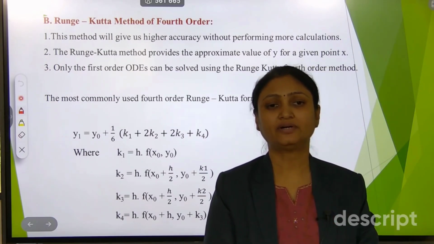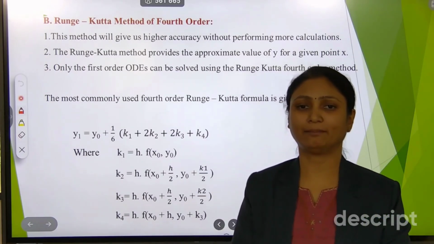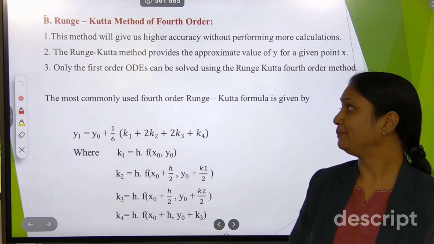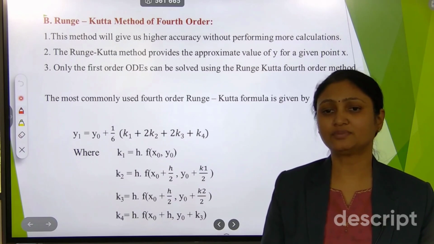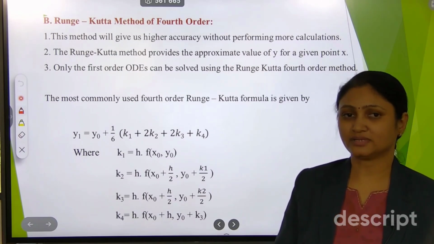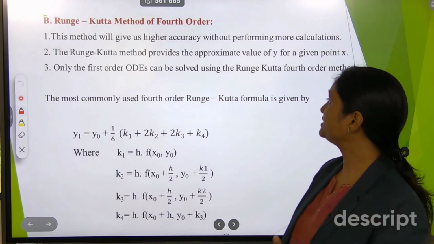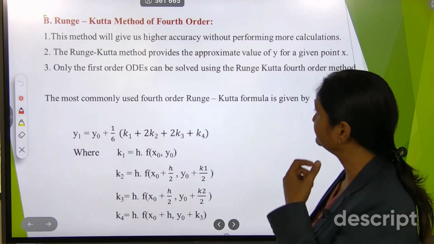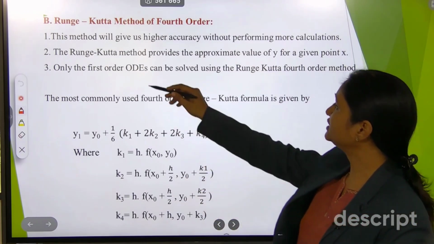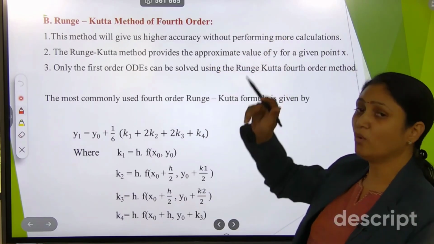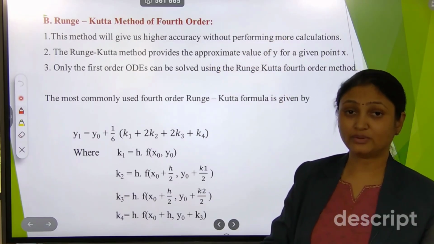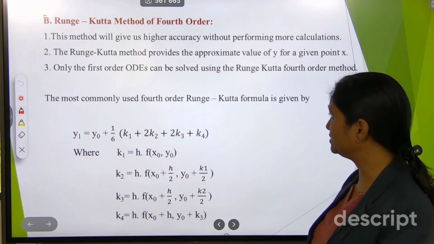Students, our today's topic is Runge Kutta method of fourth order. In the previous video, we learned about Runge Kutta method of second order. It was an easy method. This is an iterative method, and it gives us higher accuracy without performing more calculations. It gives us more accurate values.